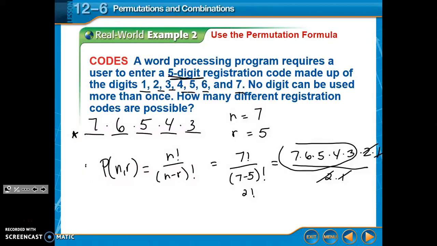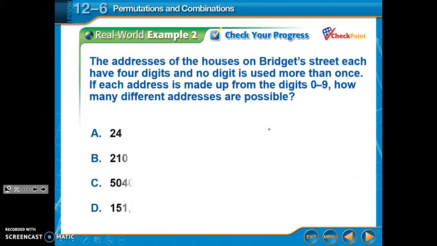But the good thing about this is that you can do this on a calculator. There's a button where you could just put in your n and an r and say you want a permutation from it. You don't have to do these calculations, which is extremely helpful when we have really big n's and r's. Okay, so you guys do this one.